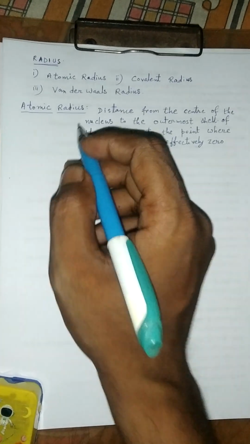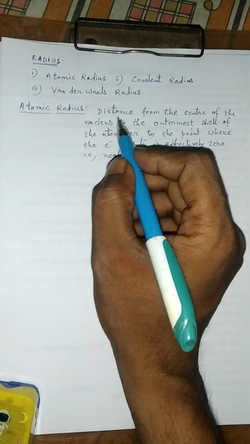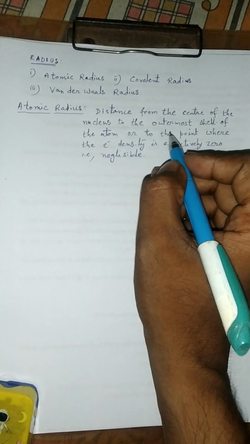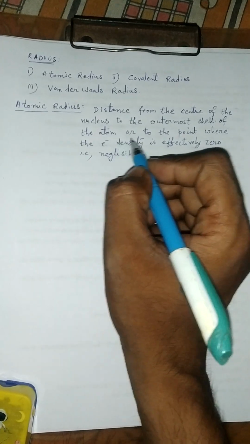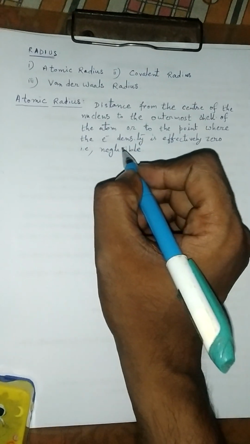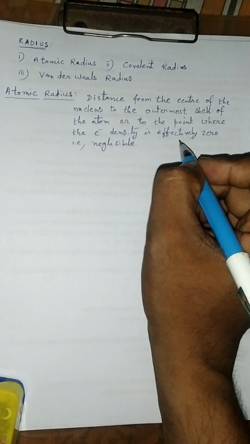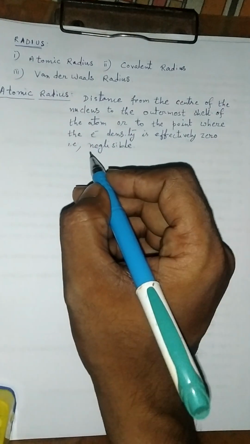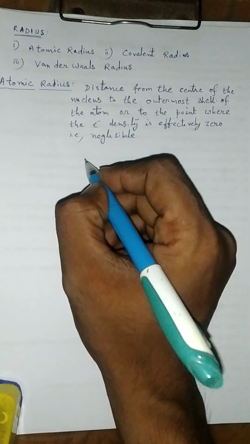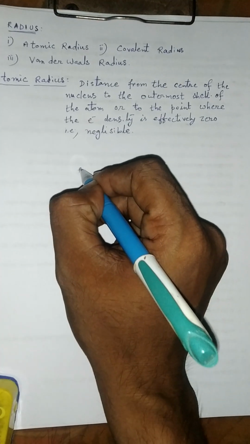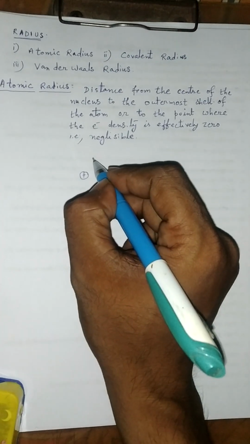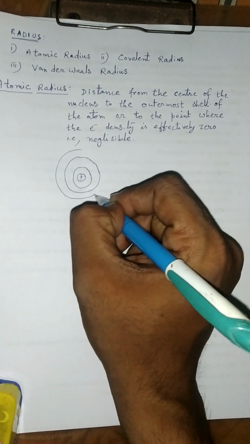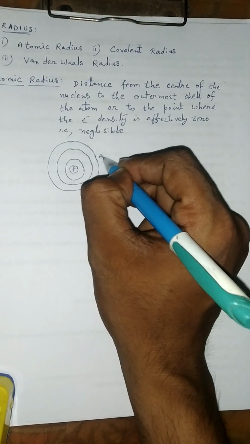First, atomic radius. Atomic radius is defined as the distance from the center of the nucleus to the outermost shell of the atom or to the point where the electron density is effectively zero, that is negligible. That means, consider a nucleus of positive charge and the electrons in the valence shell.